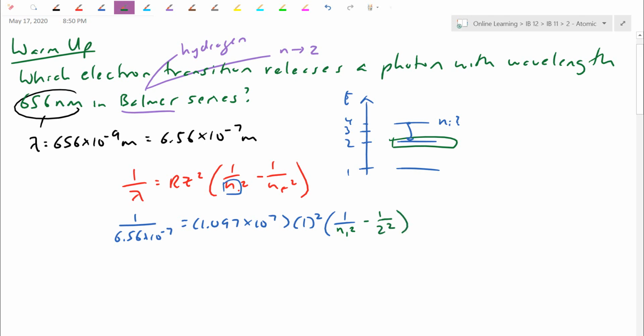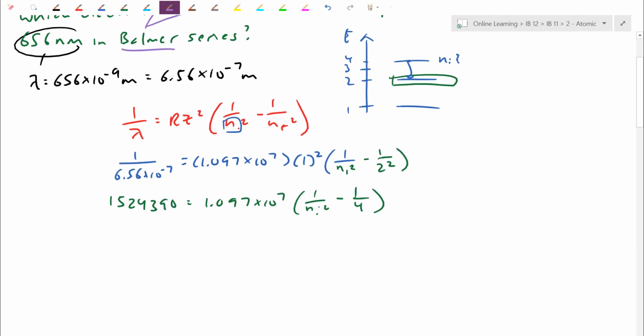So let's plug our way through. Since the Rydberg gives us the relationship, let's see what it tells us. I'm going to copy the whole number down. Calculator spits out 1524390 and a couple other decimals. I still have Rydberg's constant out here. I'm going to bring that to the left-hand side. I'm going to have a 1 over ni squared. 1 over 2 squared is 1 over 4. So let's divide the Rydberg constant over. Take the 1524 number, divide it by Rydberg. This gives me 0.139 equals 1 over ni squared minus 1 over 4.